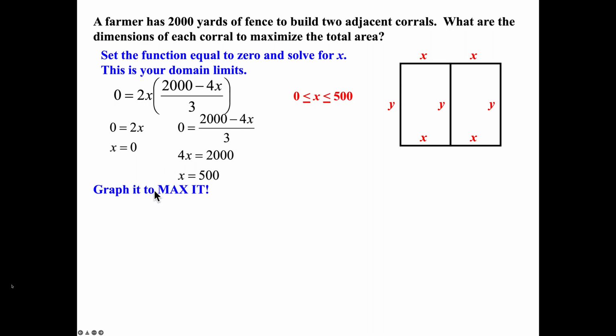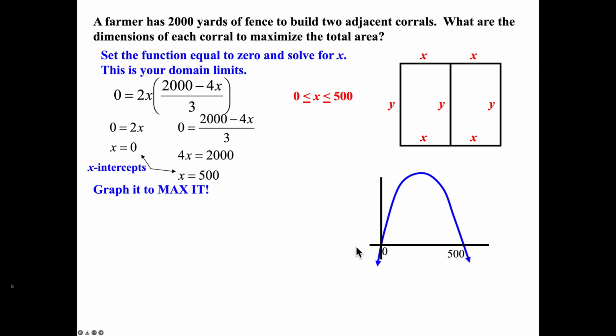So we're going to graph it to max it. But this time, I'm just going to make a sketchy graph. I don't have to go to my calculator because I know 0 and 500 are my x-intercepts. I know, too, that the parabola opened down. Why? Because 2x multiplied to a negative 4x would be a negative 8x squared. So the leading coefficient in front of my x squared is negative. The parabola has to open down.